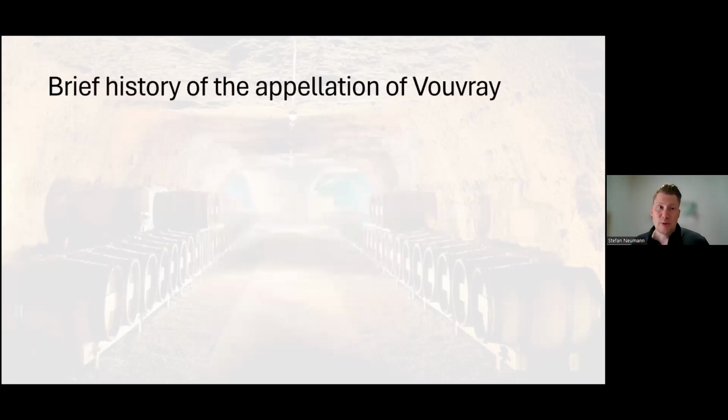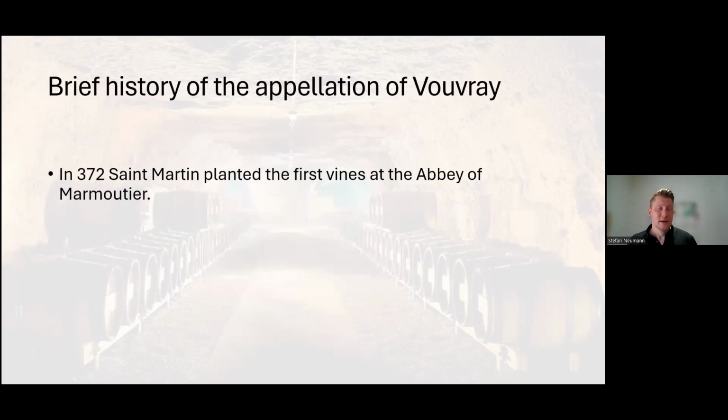Okay, a brief history of the appellation, which will hopefully help you give a few facts to your guests. The first time it was mentioned was quite a while ago, almost 2,000 years now. In 372, a monk called Saint Martin planted the first vineyards there, in the Abbey of Marmoutier. These vineyards don't exist anymore. Having said that, there are still some vineyards there, but the original vineyards have long been gone, thanks to phylloxera and a few other circumstances. But give or take, it's almost 2,000 years of winemaking.